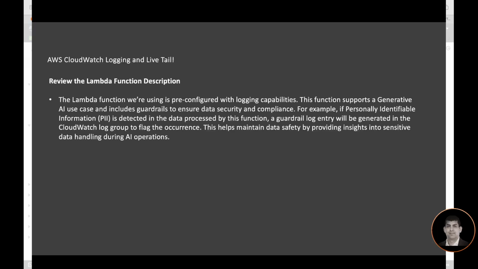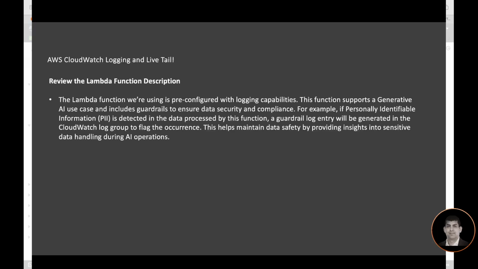And this function supports a generative AI use case and includes guardrails to ensure data security and compliance. For example, if PII data, which is personally identifiable information, is detected in the data processed by this function, a guardrail log entry will be generated in the CloudWatch log group to flag the occurrence. This helps maintain data safety by providing insights into sensitive data handling during AI operation.